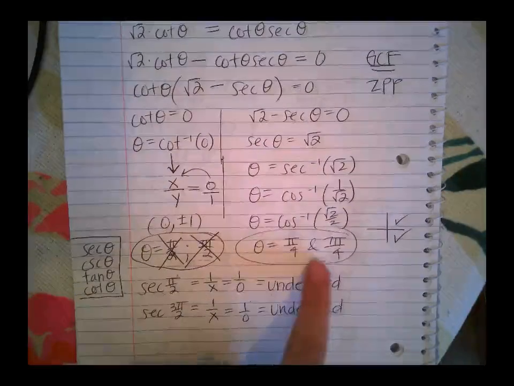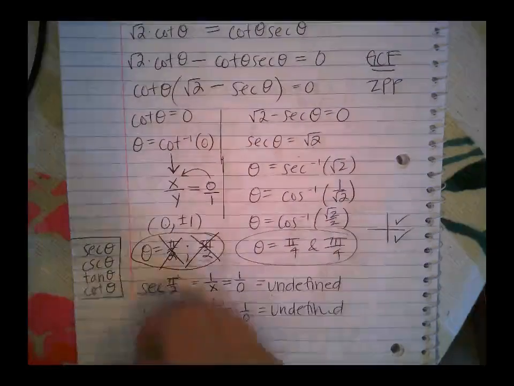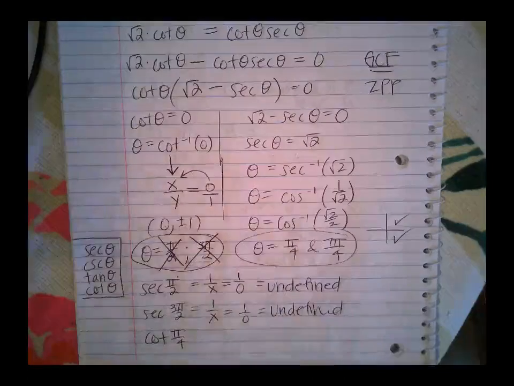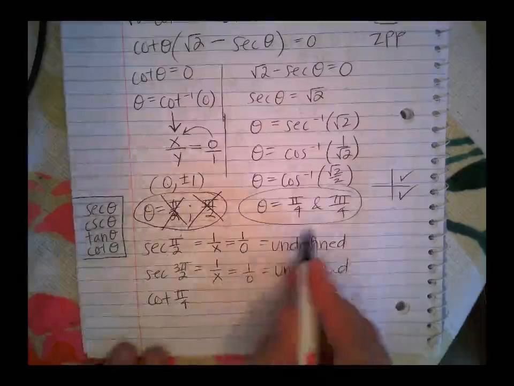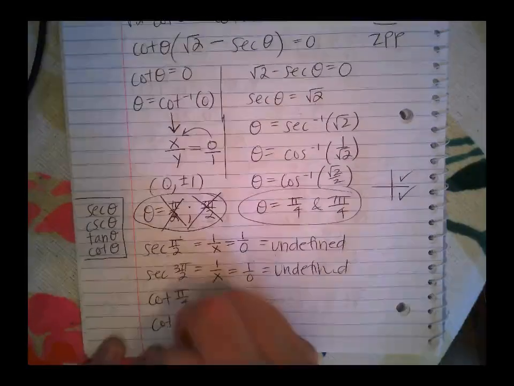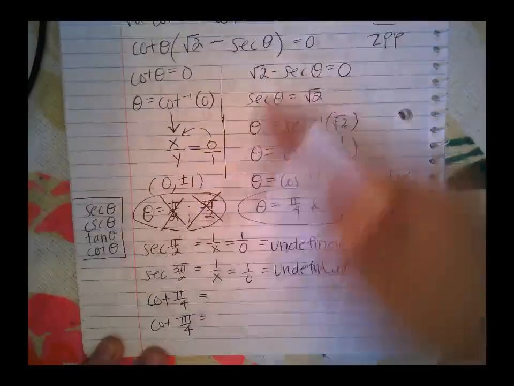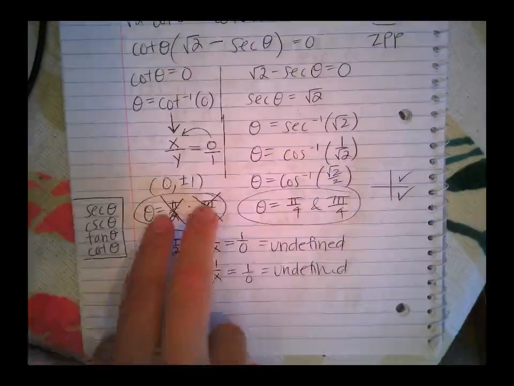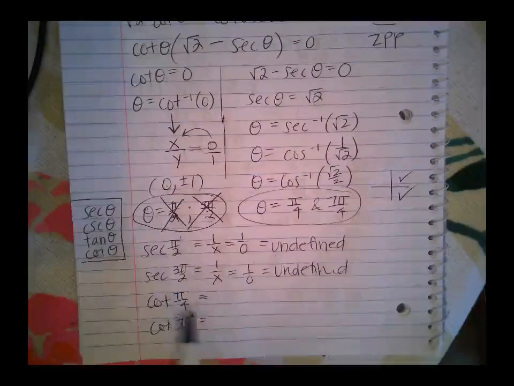All right, so we take the two angles from the cotangent solution and we check it on the secant. Now let's take the two angles from the secant and check them on the cotangent. So is the cotangent of pi over 4 defined? It doesn't matter what it is. It just can't be undefined. And then we're also going to check it with 7 pi over 4. So see how I took the two answers from the secant and plugged it into the cotangent? And I took the two answers from the cotangent and plugged it into the secant? That's how I'm checking my answers.